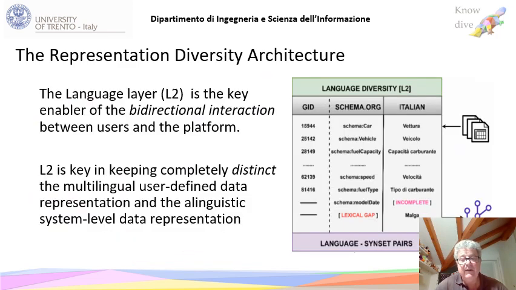The first is the language layer. As from the beginning, the language layer is really how you do the mapping. And the mapping from where? From the language into the IDs. You see, these are the concepts. And this is the language.